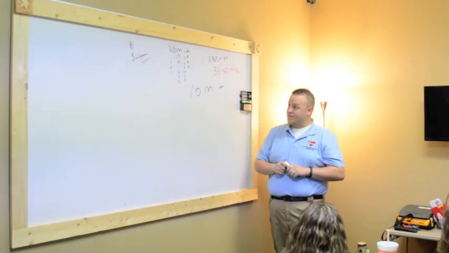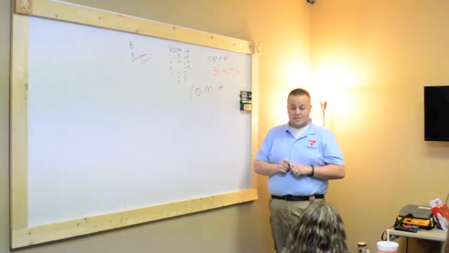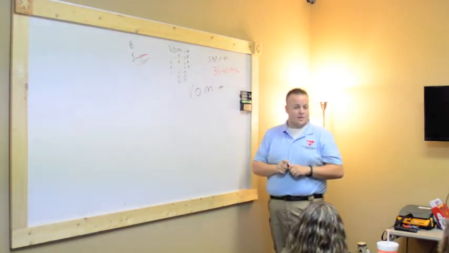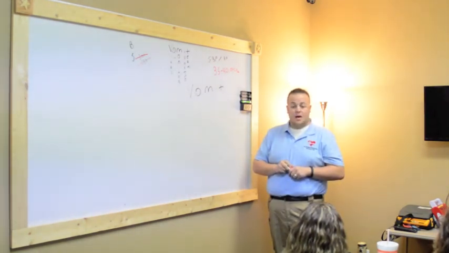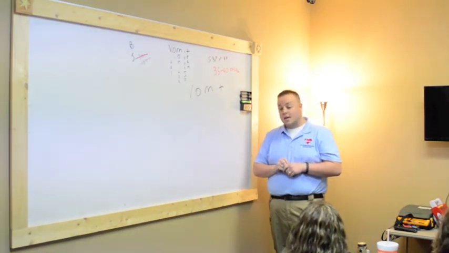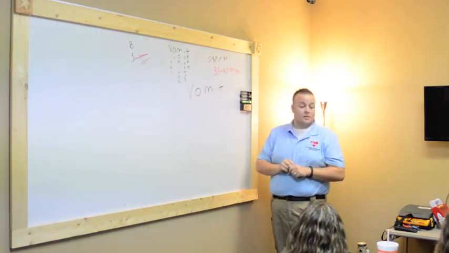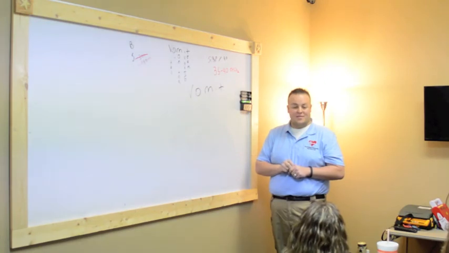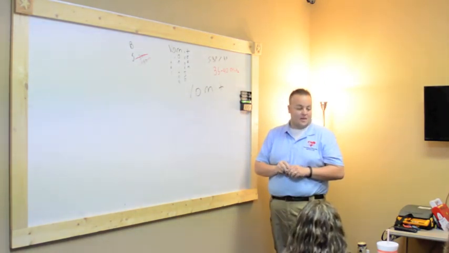Now, V-Fib is also the same as VTAC without a pulse. Is everybody okay on that? If they have VTAC and there's no pulse, then obviously we treat it the same way. Asystole is treated the same way as we treat PEA. We give epinephrine every 3 to 5 minutes. That's all we do for that.